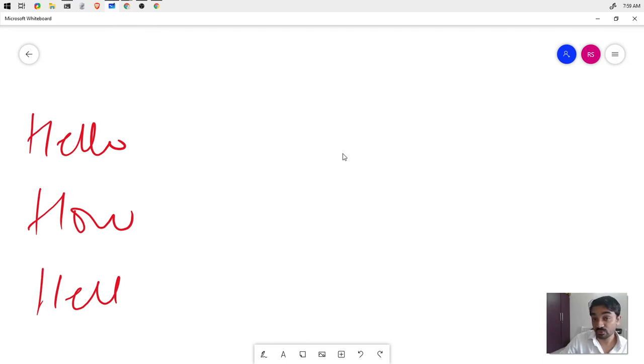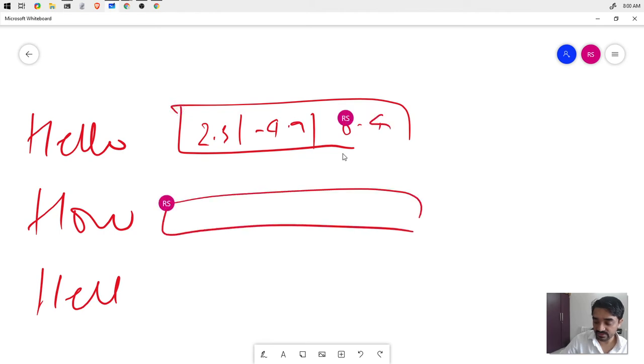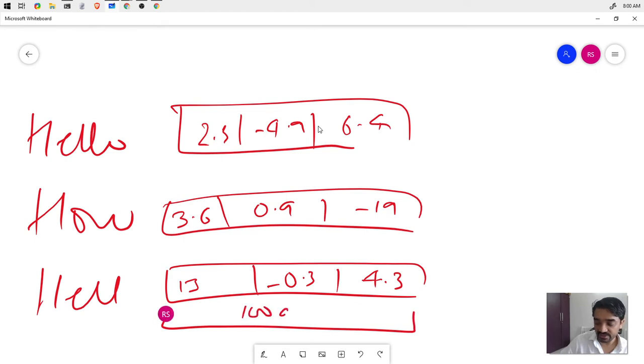We're talking about floats here, so I'm going to write just 3 float numbers: 2.3, minus 4.9, 6.4. Then for how, we can assign again 3 random numbers: 3.6, 0.9, minus 19. For hell, we can assign let's say 13, then negative 0.3, and then let's say 4.3, right? So you assign these 3 random numbers, and this is called the dimension of the embedding. That is what we were seeing, 100D or 400D. Right now we have 3D here, but it can be 100.